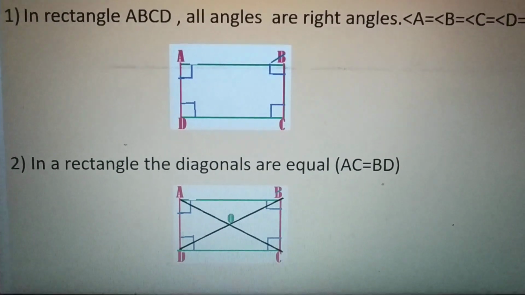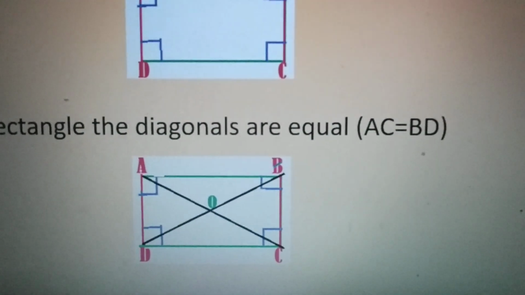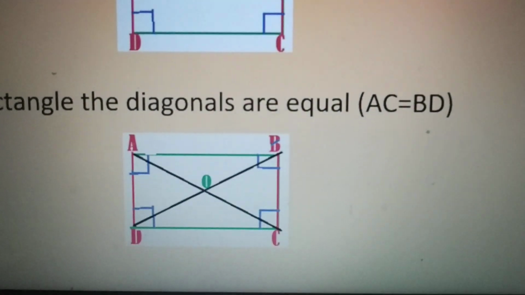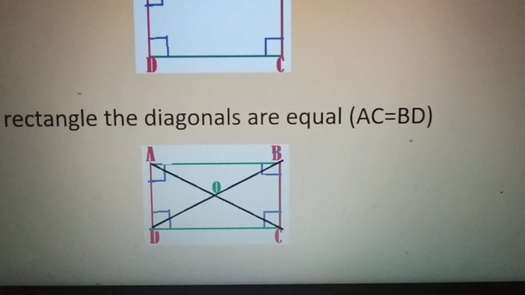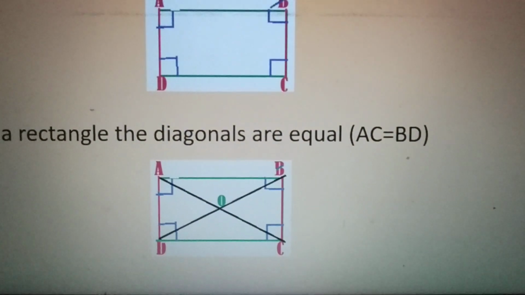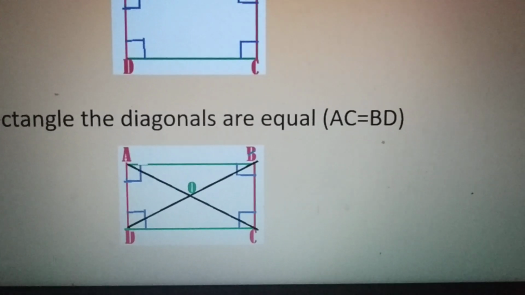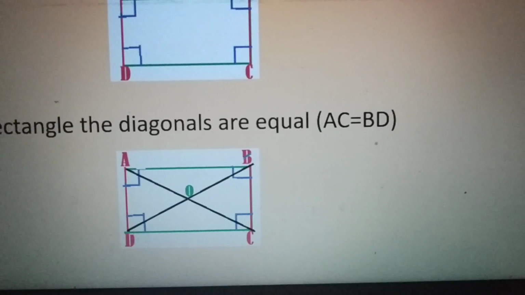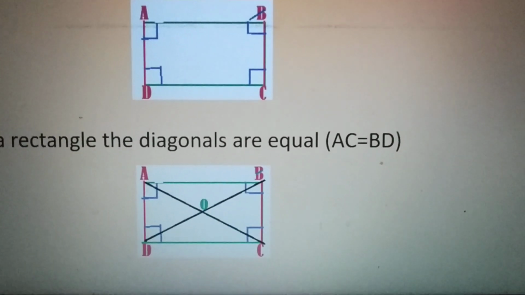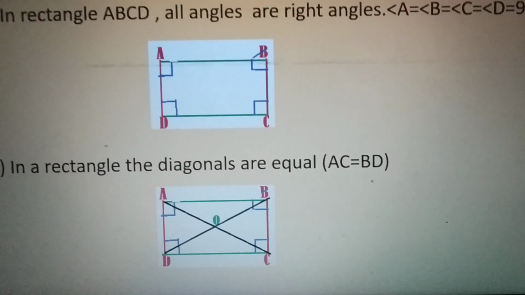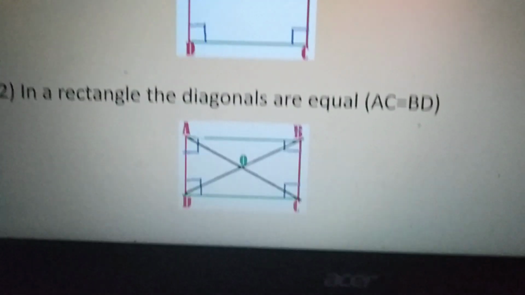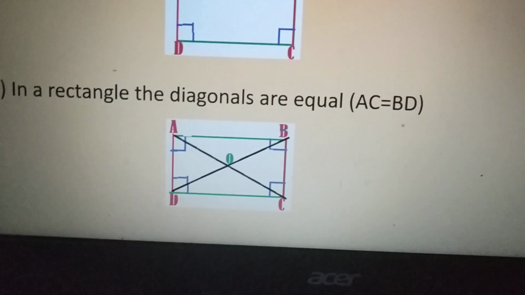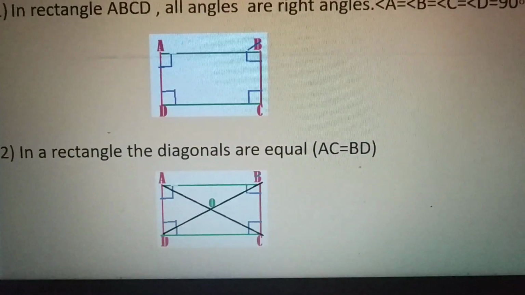Other property is, in a rectangle the diagonals are equal. That is, AB will be equal to CD. If AB is given, that is AC will be equal to BD. AC and BD are the diagonals. Suppose if AC is given as 4 cm and you are asked to find BD, BD will also be equal to 4 cm because the diagonals are equal. You should note this point, only in rectangle and square the diagonals are equal.